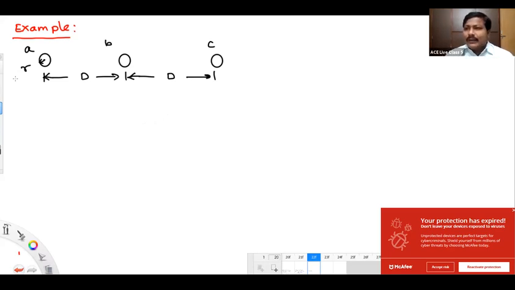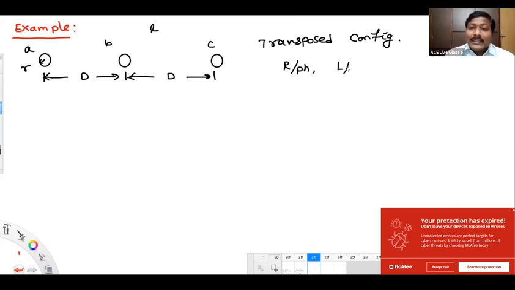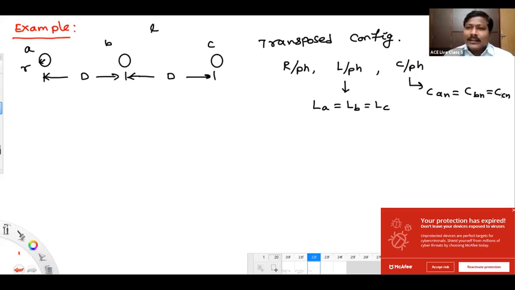Length of transmission line wire, that is something like L. Length of transmission line is L. For this transposed line carrying balanced currents, having some resistance value R per phase and some inductance per phase, you know that LA, LB, LC, all the values are equal. And we have some capacitance per phase. Not only that, the effective capacitance from A to neutral, from B to neutral, and from C to neutral, all these three are also equal.